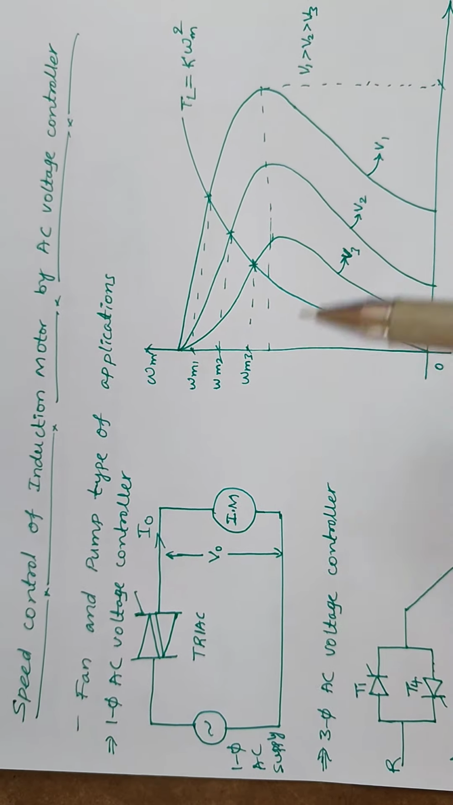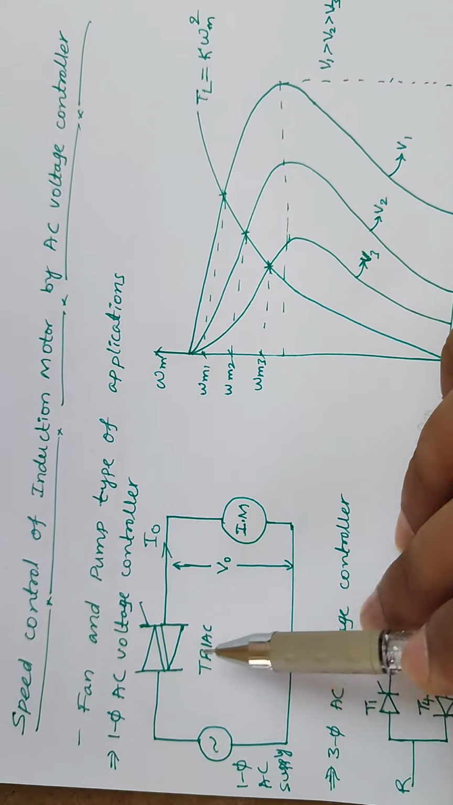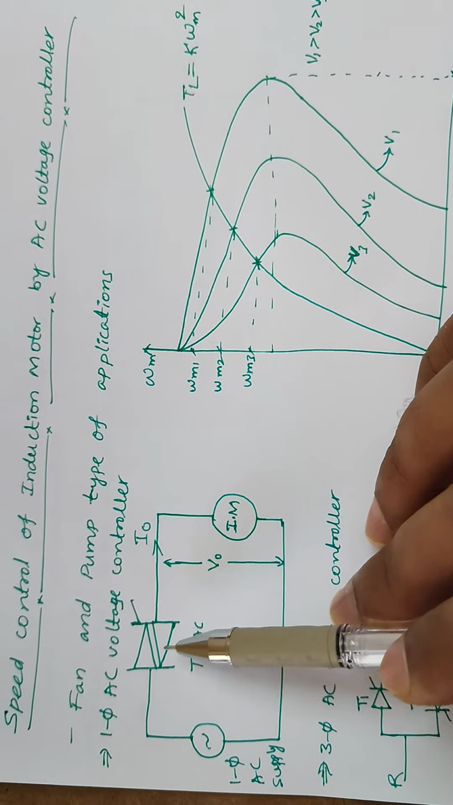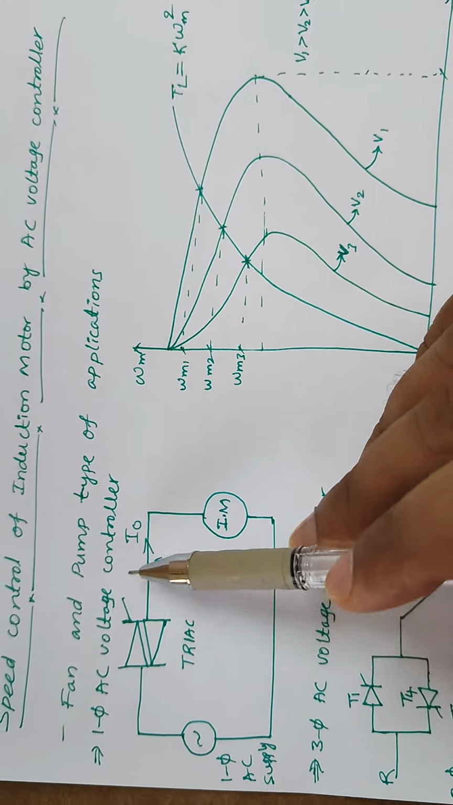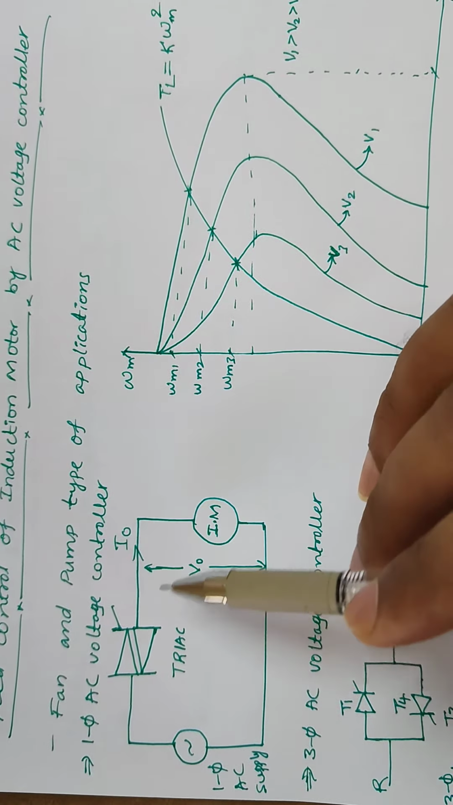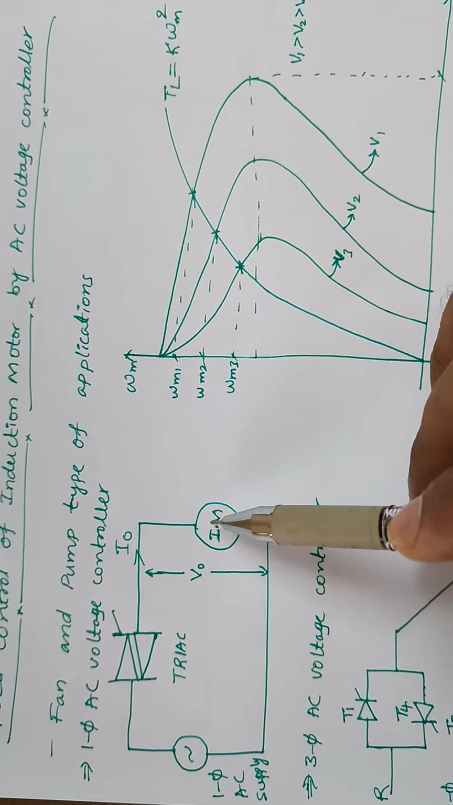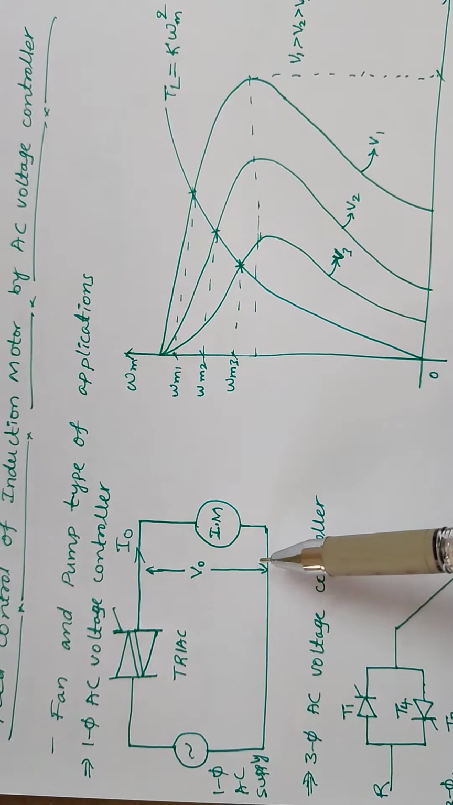If you see the single phase AC voltage controller circuit diagram, we'll use the triac switch. Triac is nothing but back to back thyristors. It is a single switch having a gate pulse here, and the single phase AC supply is connected here. The output of this triac is connected to the induction motor. The output current is I naught and output voltage is V naught.